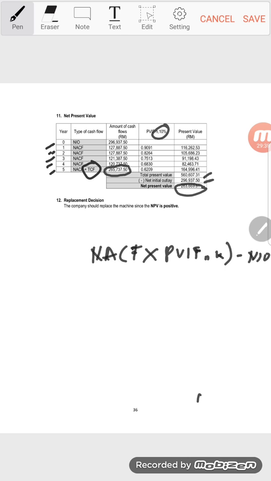Sebab apa kita kena buat table? Sebab dia bukan annuity. Macam mana nak buang semua ni? Kena delete satu-satu. Okay, tak apa. So, dah dapat net present value. You tengok amount ni positif kan? So, that's why the decision will be the company should replace the machine since the NPV is positive.